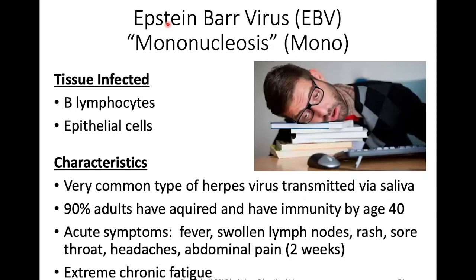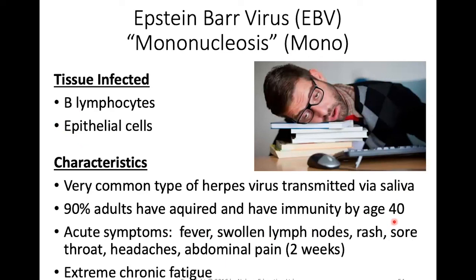And so lastly here, we have the Epstein-Barr virus, which is responsible for causing mono, which is the more common name for mononucleosis. Now, with the Epstein-Barr virus, it affects our B lymphocytes as well as the epithelial cells, and is a very common type of herpes virus, which is transmitted by saliva. 90% of adults have acquired and have immunity by age 40.